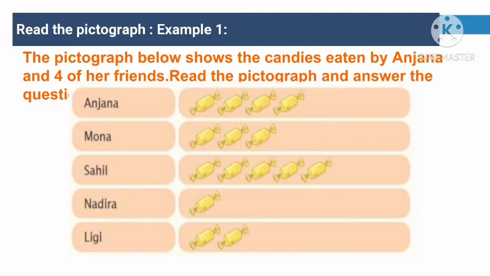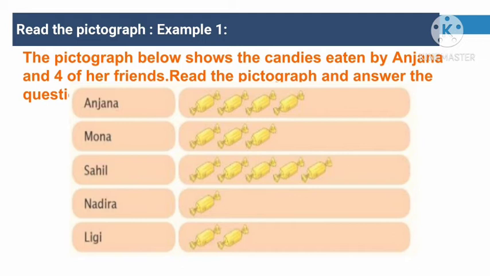Look at this, children. Here one pictograph is given. You have to read and understand the pictograph carefully and answer the questions given below. Okay. First let us read this question. The pictograph below shows the candies eaten by Anjana and 4 of her friends. Read it and answer the questions. So check the pictograph, children.